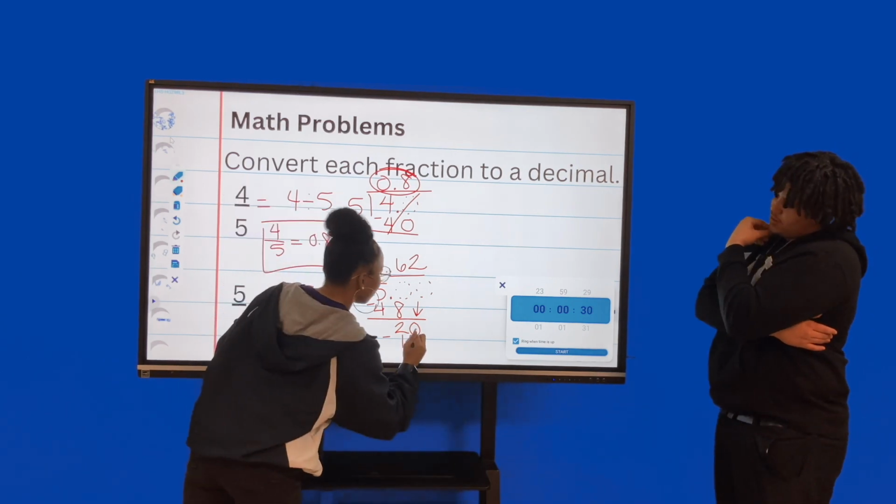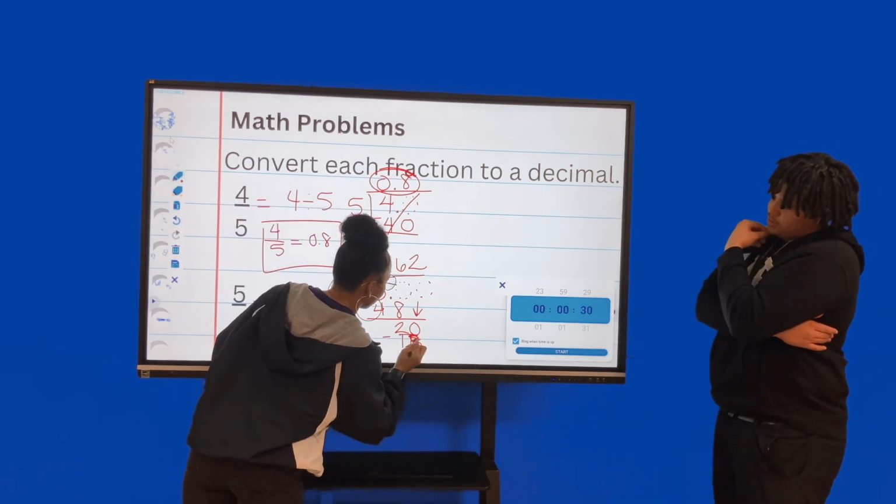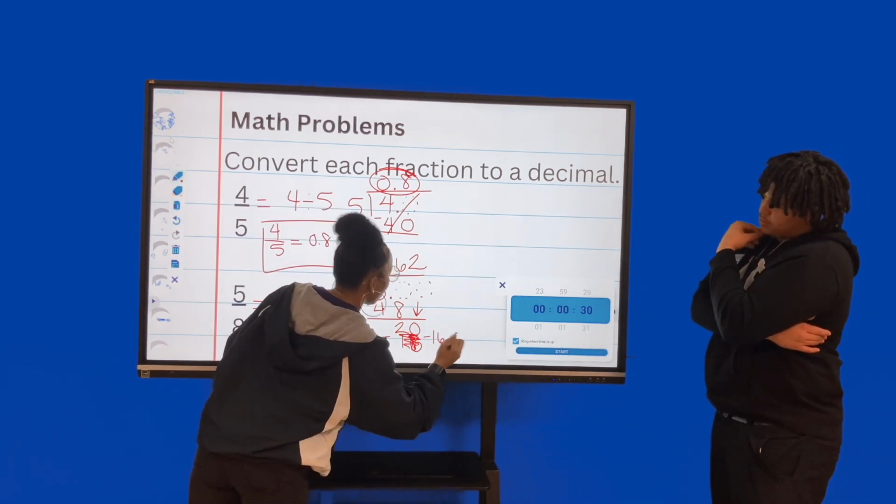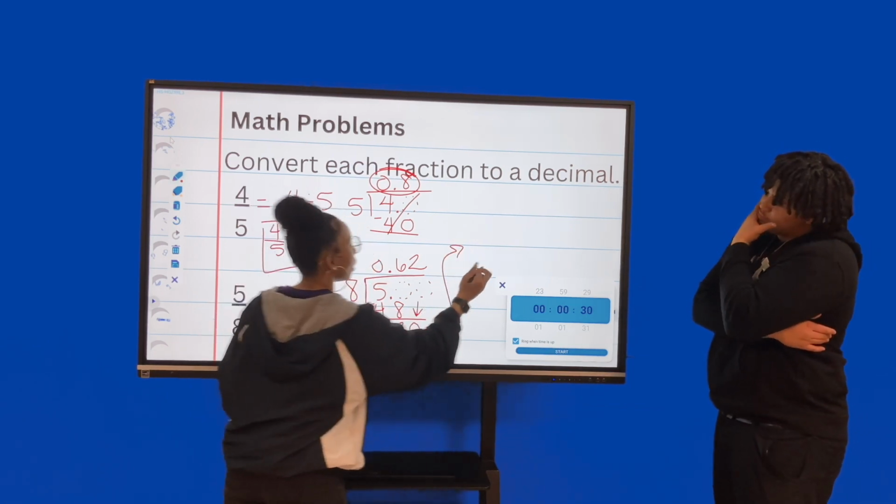No, it is not. That's going to give me 16. My bad, y'all. Hang on. Let's go ahead. 20 minus 16. All right, so that's going to give me 4.